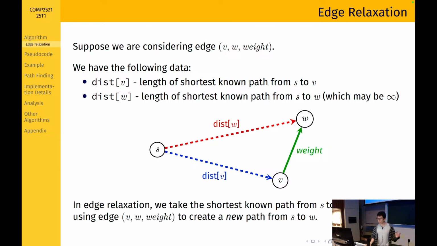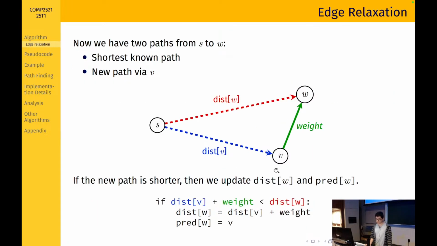Okay, so in edge relaxation, we're going to take the shortest path from S to V, and we're going to use this edge to give us a new path from S to W. Okay, so now we have two paths from S to W, one which goes from S to V, then to W, and one which goes from S to W without using V. Okay? Right, so we have these two paths, the current shortest known path and the new path. And we just check if our new path via V is shorter than the currently known shortest path.